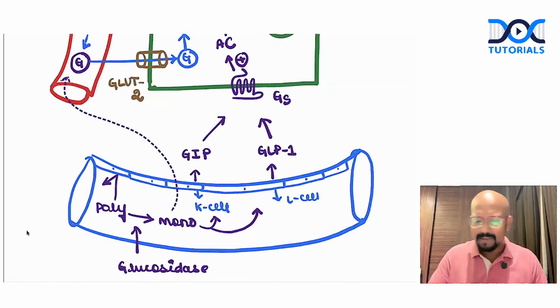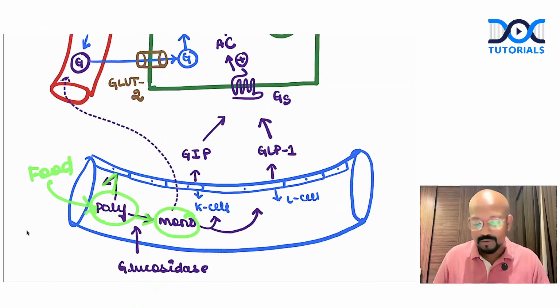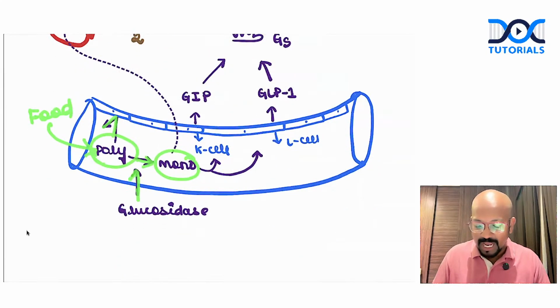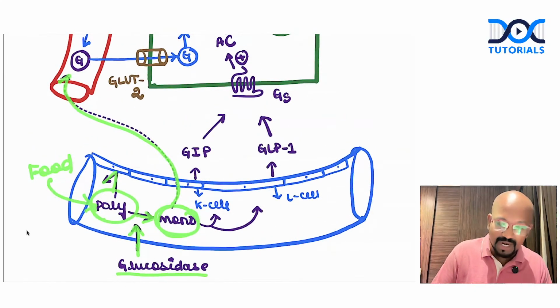A small recap, my dears. First step, the food molecules which you have taken will gain entry into the intestines. It is going to be there in polysaccharide forms, which cannot be absorbed, so it has to be converted to monosaccharide forms. This conversion will happen with the help of glucosidase enzymes. Monosaccharides can be easily absorbed back into the blood vessels.